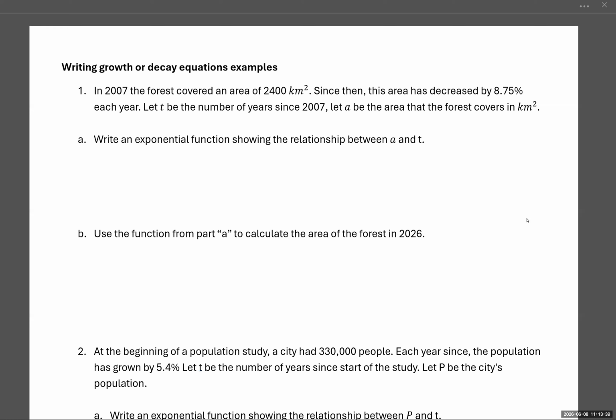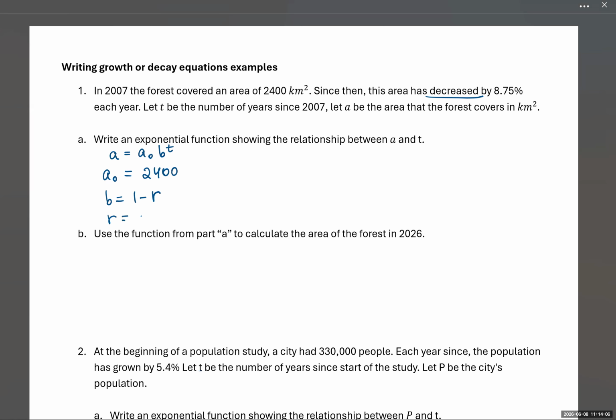So our general exponential function looks like this: A equals A naught B to the power T. A naught is the initial value, which is 2,400 square kilometers for us. B is your growth or decay factor. For us, the function is decreasing, so it's going to be a decaying function. For decay, B equals 1 minus R.